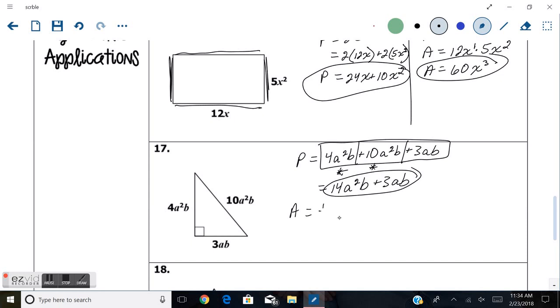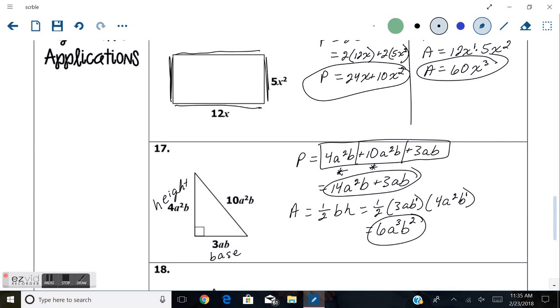Area of a triangle is 1/2 base times height. This would be my base. This would be my height. They have to be perpendicular to each other. So you get 1/2, my base is 3ab, my height is 4a squared b, and I'm multiplying all of those. 1/2 times 3 times 4 is 6. A times a squared is a to the 1 plus 2, or a to the third. And b, I have 1 here and 1 here, so that gives me 2. 6a to the third b squared.